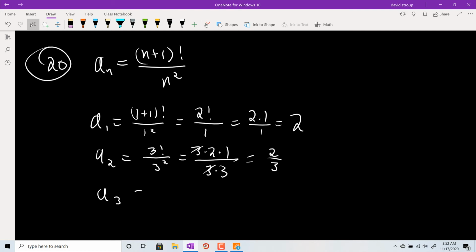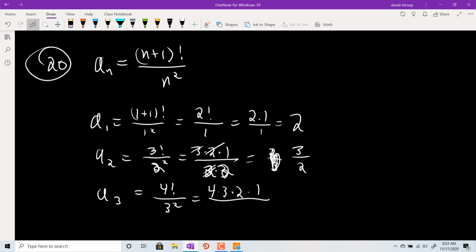A sub 3 is 3 plus 1 factorial, that's 4 factorial, all over 3 squared. 4 factorial is 4 times 3 times 2 times 1. Wait a second, that should be, oh no, this should have been 2 squared. I apologize. Should have been 2 times 2, so one of the 2's would have canceled, and I would have gotten 3 halves. I'm sorry. Anyways, this guy, 3 times 3, these cancel, you have 8 thirds.